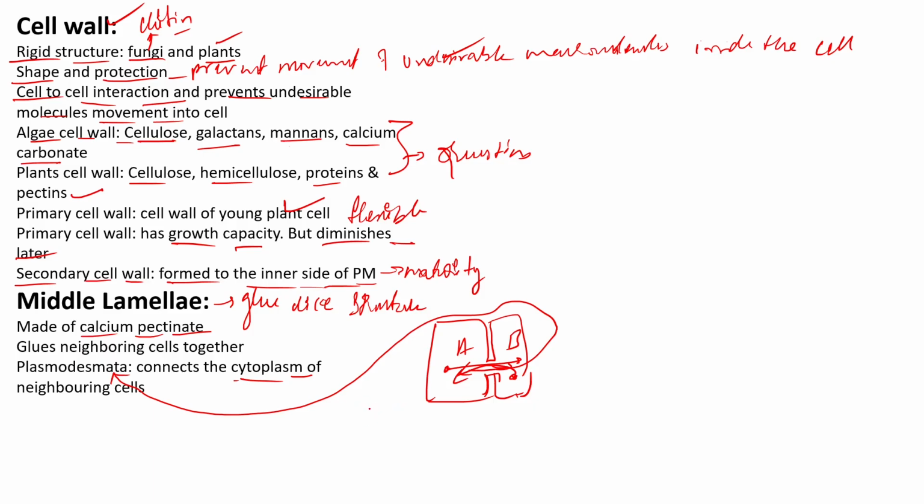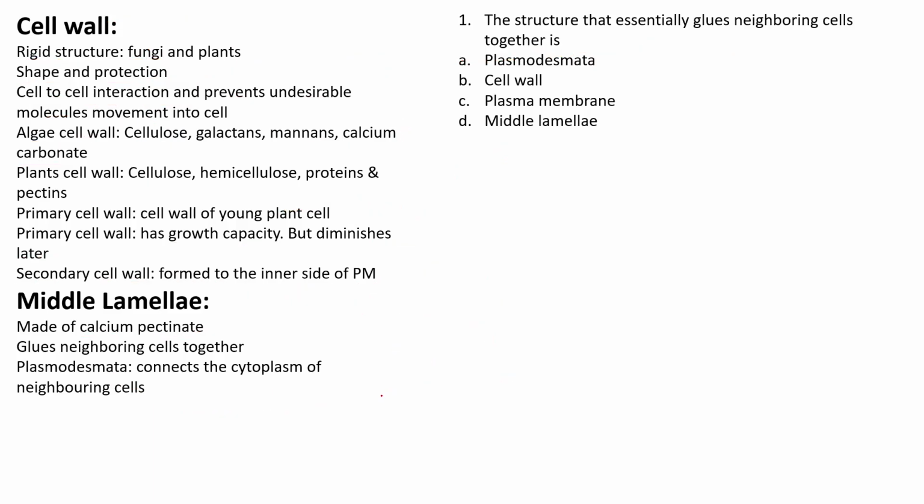So we have discussed the concepts quite elaborately over here. So what we can do is start to look into some important questions. We will erase this. Yeah, the structure that essentially glues the neighboring cells together is the plasmodesmata, cell wall, plasma membrane, or middle lamellae. Just a moment ago we discussed that the middle lamellae is mainly involved in gluing the neighboring cells together, right? It is mainly made up of calcium pectinate. Just remember this point. This is again a previously appeared question.